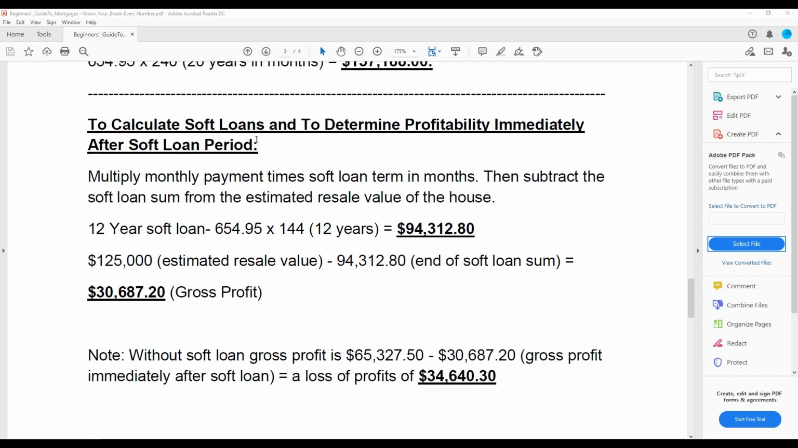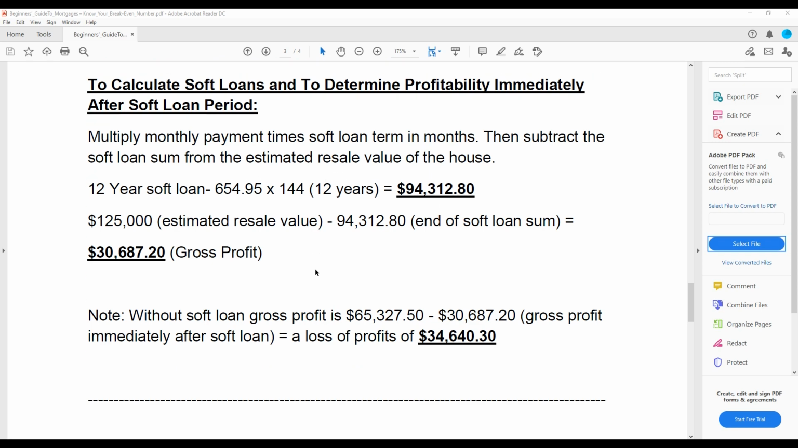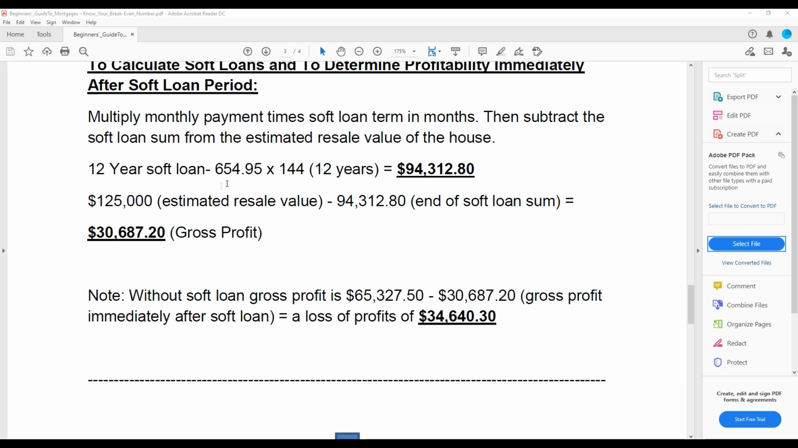To calculate soft loans and to determine profitability immediately after the soft loan period, multiply monthly payment times soft loan term in months. Then subtract the soft loan sum from the estimated resale value of the house. So your 12-year soft loan, $654.95, which is your monthly payment, times 144. Again, that's 12 years in months, 144, equals $94,312.80.